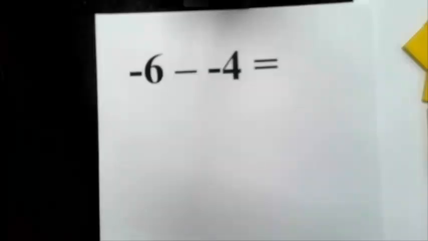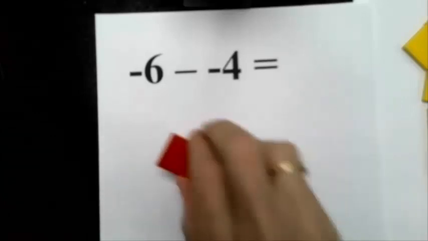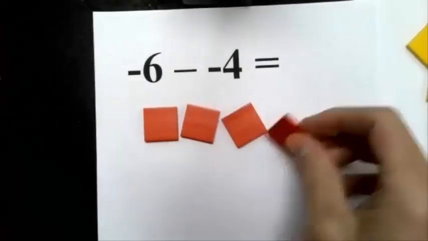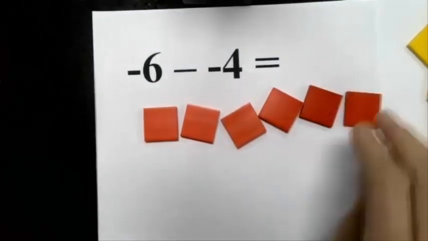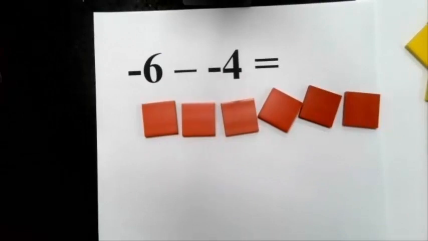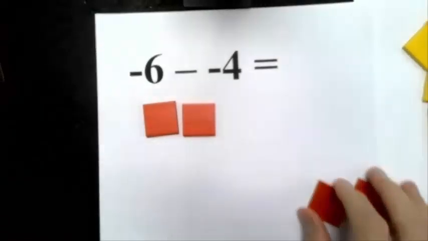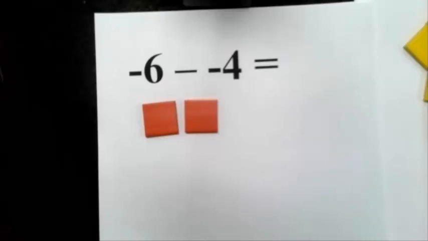-6 minus -4. The minuend is -6. I need 6 of my red counters. I'm taking away 4 red counters. Take these away, and I'm left with 2 red counters, which represents -2.